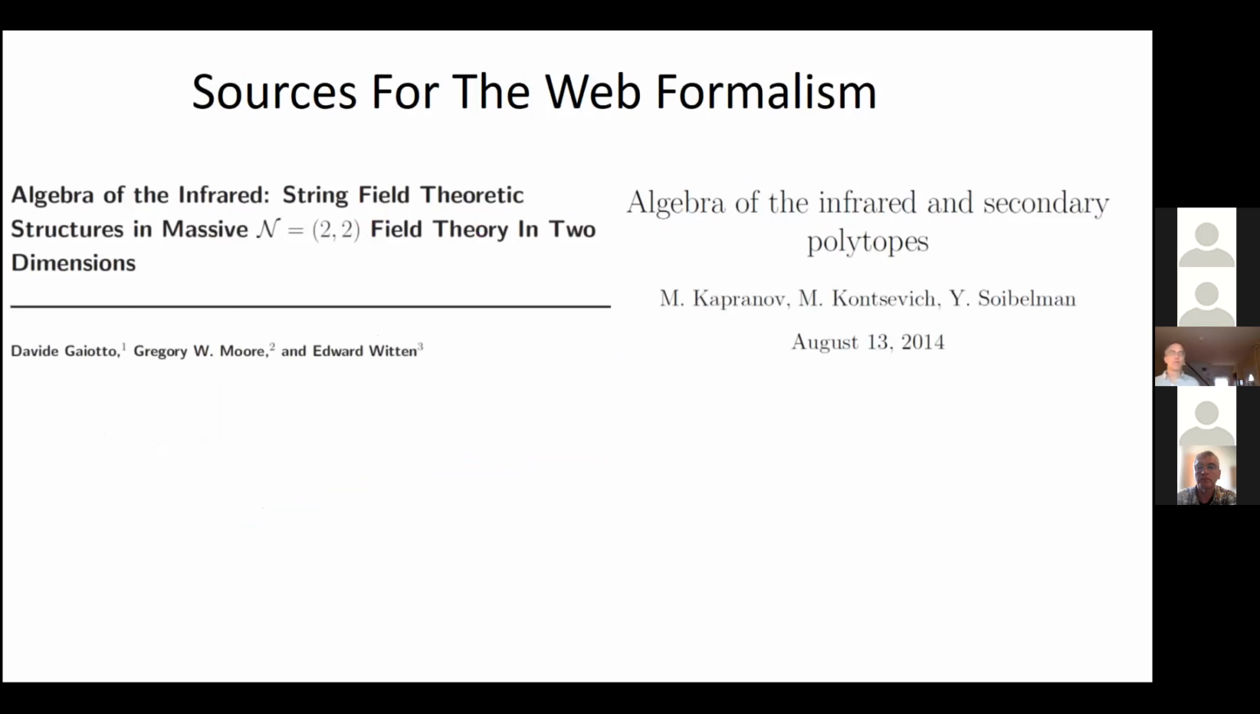So there are two basic sources for the web formalism. One is the paper with Gaiotto and Witten, and then there's an important paper by Kapranov, Kontsevich, and Soibelman reinterpreting that paper, reinterpreting the webs in terms of polygons. And that's an interesting thing to do because then there's a natural higher dimensional generalization in terms of polytopes. As far as I'm aware, there's no physical interpretation of the higher dimensional generalization. That's an interesting open problem.